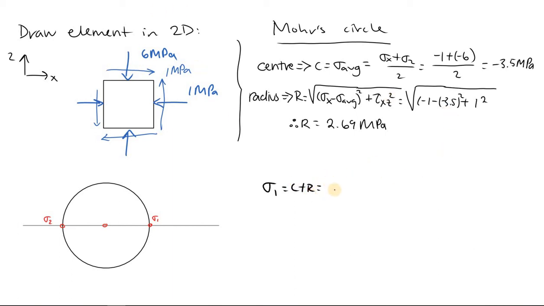So if I look up here, I will have -3.5 plus 2.69, which will give me a negative value of -0.87 megapascals. And my principal stress 2 is then my center minus the radius, -3.5 minus 2.69, and that will give me -6.2 megapascals.